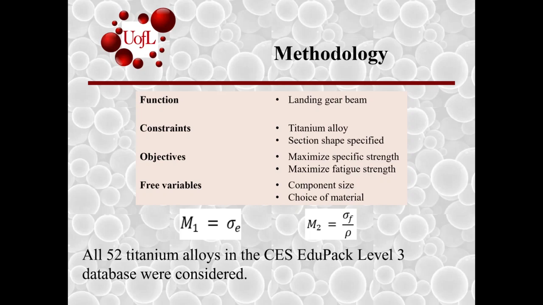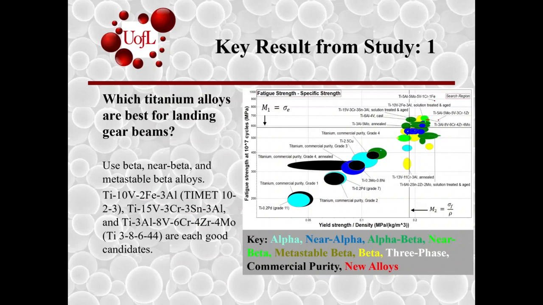Our first material index is simply equal to the fatigue strength of the alloy, and the second one is equal to the specific strength, which is also equal to the yield strength divided by the density. All 52 titanium alloys in the CES EduPack Level 3 database were considered. On the right here, you can see the chart used for material selection for the landing gear beam. You want to maximize both the material indices, so the upper right-hand corner is where our search region is.